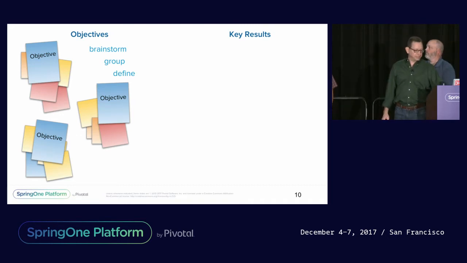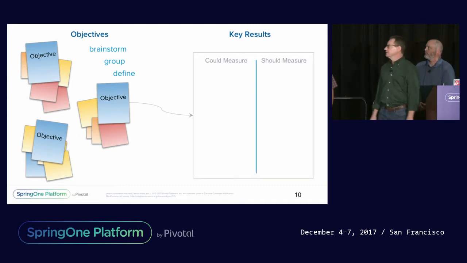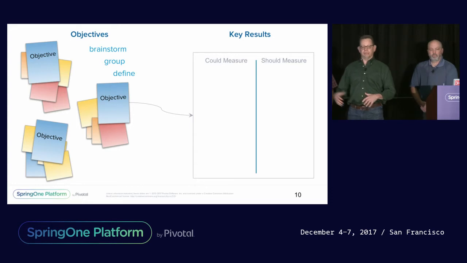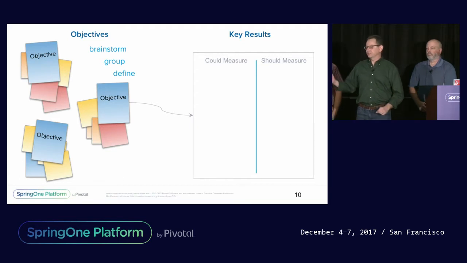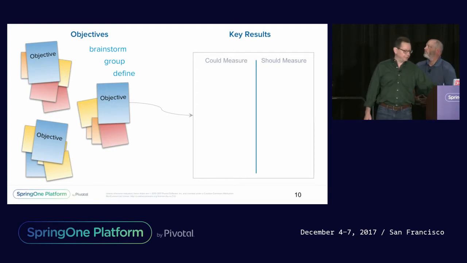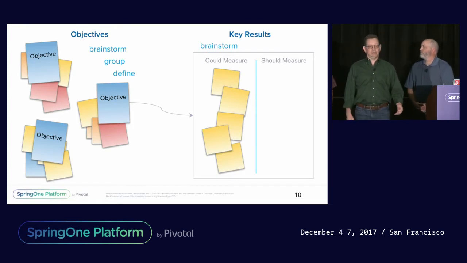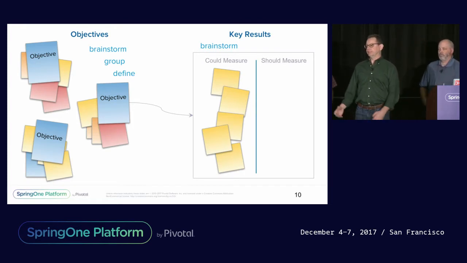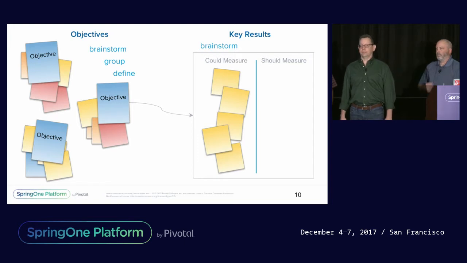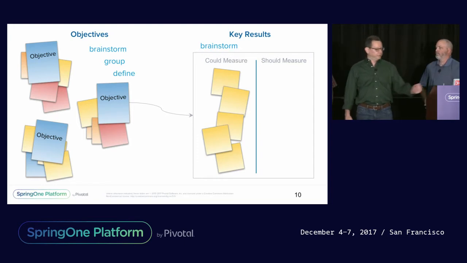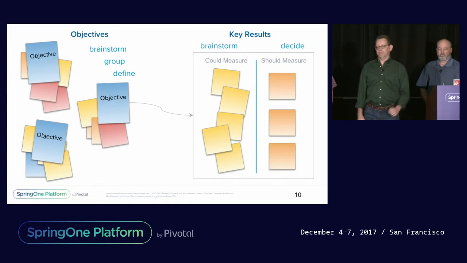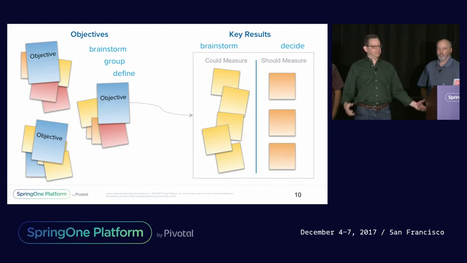So once we have the objectives, we need to come up with the key results. For each objective, we create a sheet of paper. It has 2 columns, the could measure and the should measure side. Could is where we brainstorm, and should is where we decide. On the left, we ask people to brainstorm what could be a key metric. What are the things that you could measure to see if you're on the right path and staying on the right path? Once we have a big pile, we take a small group of people and decide which of those brainstormed key metrics are the things that we should measure.